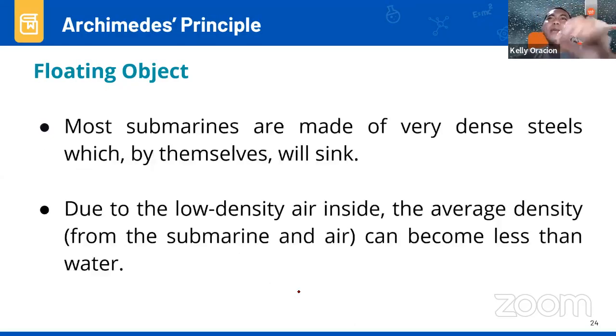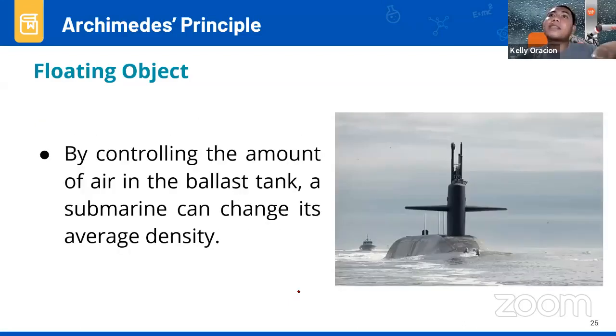Anyways, most submarines are made of very dense steels, no? That makes most submarines sink. Because the materials used to build submarines, the steels, the metals, have high density. But due to the low density air inside, the average density of the submarine and air can be less than the water. So there's a possibility that you see submarines like this.